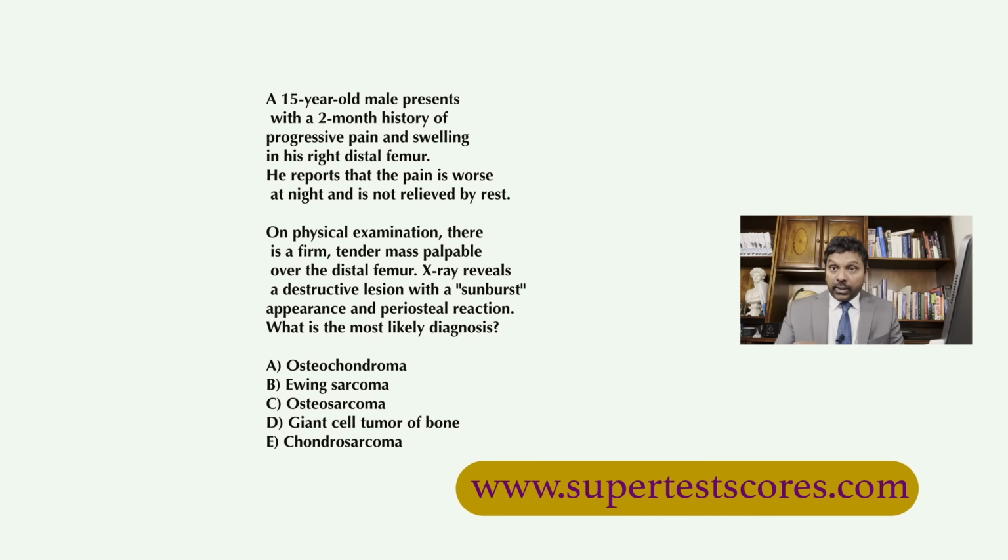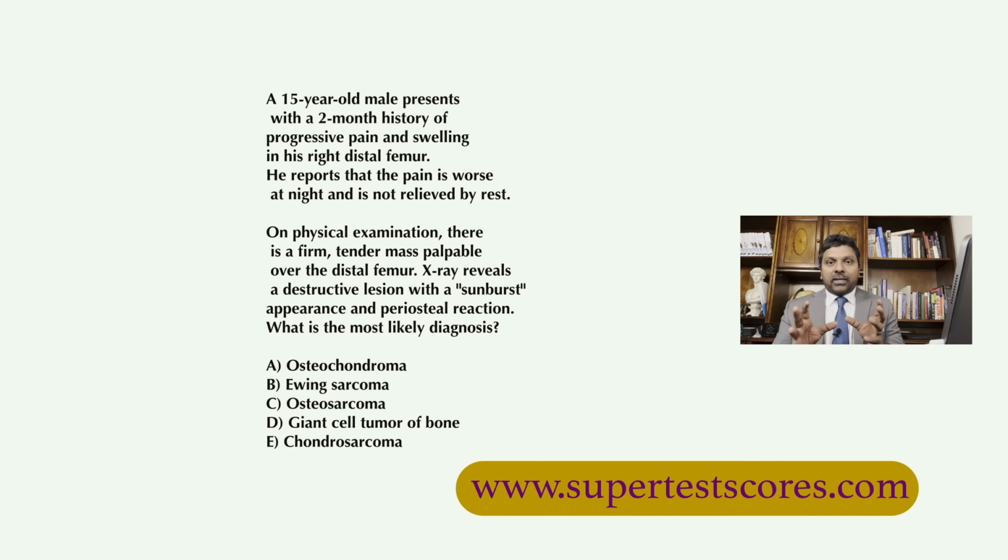So, look at this question. We have a 15-year-old male and he is having pain in his knee joint. It's not relieved by rest. On physical examination, you find a firm tender mass palpable over the distal femur, and on X-ray, you see a destructive lesion with a sunburst appearance. We have 5 choices: osteochondroma, Ewing sarcoma, osteosarcoma, giant cell tumor of bone, chondrosarcoma. So what is the correct answer? The correct answer is C, osteosarcoma.